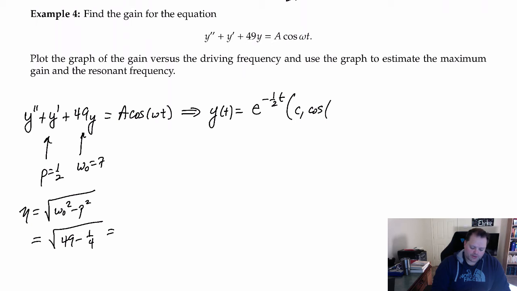which is, oh goodness, 196 minus 1, 195. Square root of 195 over 2, I believe. There's probably a term that I can pull out of that, but we're just getting a common denominator here. So that's your eta value.